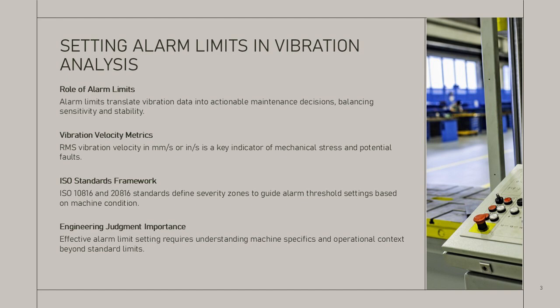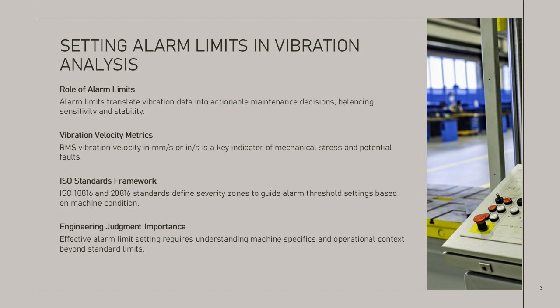International standards, notably ISO 10816 and its successor ISO 20816, provide a structured framework for interpreting vibration velocity levels by dividing them into severity zones that correspond to machine condition and risk. These zones enable engineers to align alarm thresholds with internationally recognized benchmarks rather than arbitrary site-specific values.